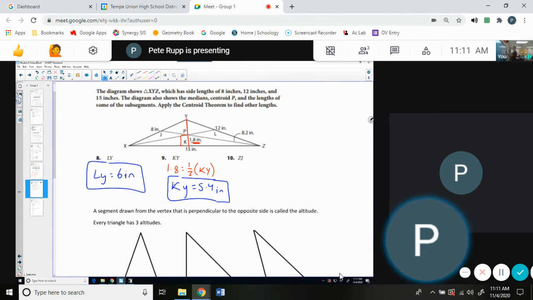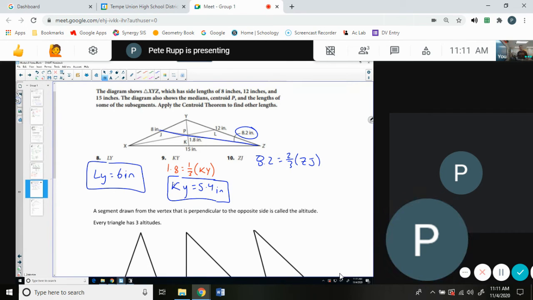And last one, ZJ. So let me erase that and find where Z and J are. So there we go, that entire thing. This one is telling us similar information, but it looks like it's giving us that the 8.2 is that 2/3 piece. 8.2 is 2/3 of the whole thing, which is ZJ.